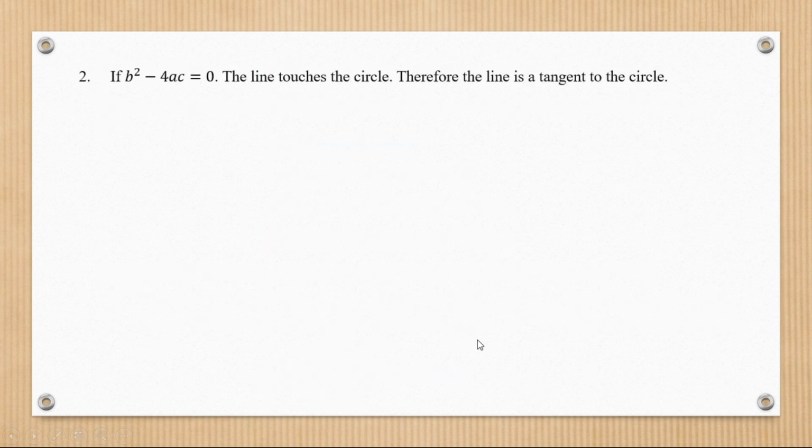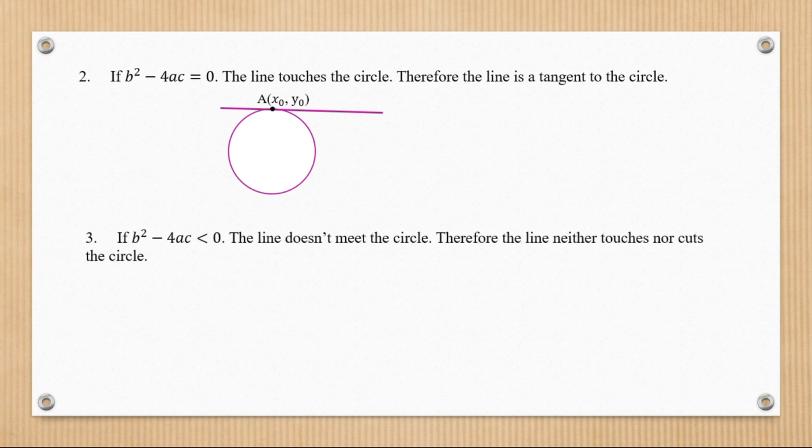Then for condition 2, if b squared minus 4ac is equal to 0, this simply means that the line touches the circle, and therefore the line is the tangent to the circle. So we've just been covering what it means for a line to be a tangent to the circle, and that's how we prove that a line is a tangent to a circle. And then in 3, if b squared minus 4ac is less than 0, it means that the line doesn't meet the circle. So therefore the line neither touches nor cuts the circle. So this is one way that you can show it.